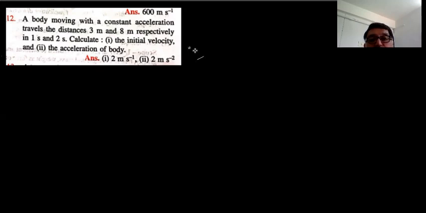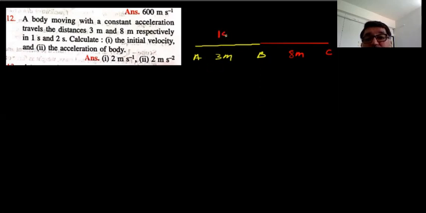Okay, so let's try to draw it. This is 3 meters. So let's say the body goes from A to B. Distance is 3 meters. And the second one is that it travels 8 meters, so from B to C, we're going to label it as C. So this is our C and the displacement is 8 meters, in 1 second and 2 seconds. So the time taken over here is 1 second and the time taken over here is 2 seconds.